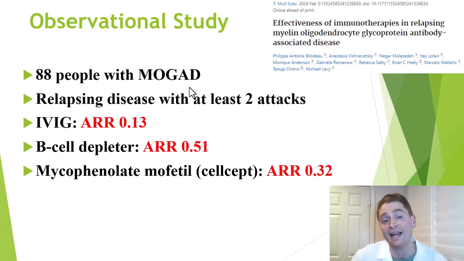So this study had 88 people with MOGAD, and they had relapsing disease, meaning at least 2 attacks and the antibody. And we're going to look at ARR, which is annualized relapse rate, relapses per person per year. For instance, if the study is for 2 years and someone has 1 relapse, that's an ARR of 0.5. So people taking IVIG had an annualized relapse rate of 0.13. This is excellent, about 1 attack per 8 years on average. For B-cell depleters such as rituximab, it was much higher, ARR of 0.51, and this is a surprise to me, not so great. For mycophenolate mofetil CellCept, it was in between, ARR of 0.32.